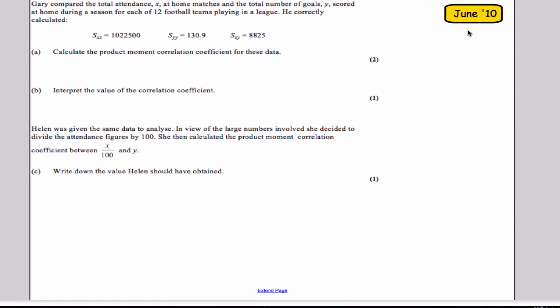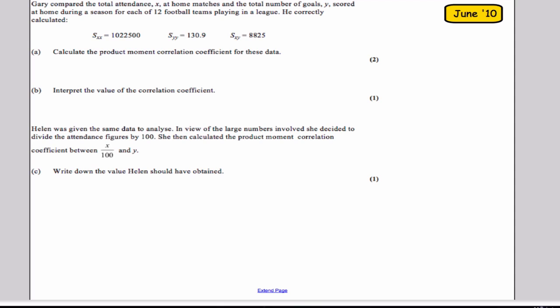Let's crack on with some exam questions. This is from the June 2010 paper. Gary compared the total attendance X at home matches and the total number of goals Y scored at home during a season for each of 12 football teams playing in a league. He correctly calculated the following summary statistics, and we're asked to calculate the PMCC for these data.